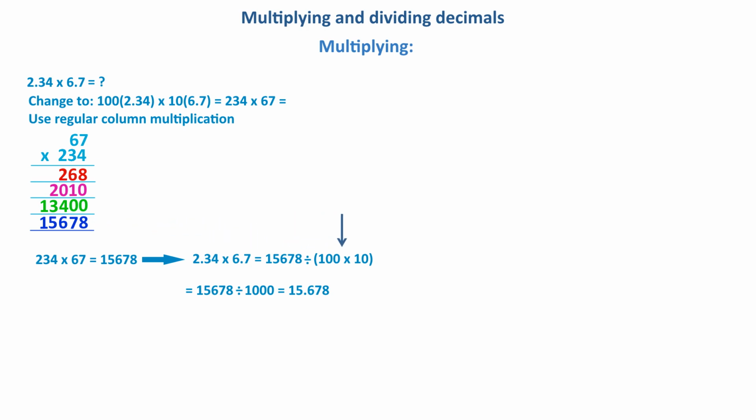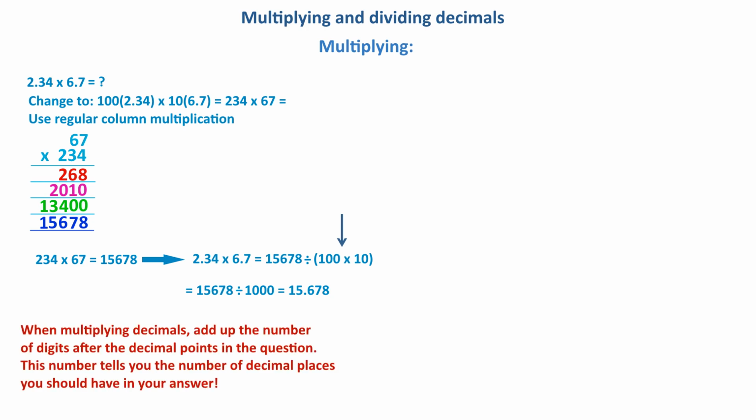When you're multiplying decimals, add up the number of digits after the decimal point in the question. This number tells you the number of decimal places that you should have in your answer. So for example, here we have 1, 2, 3 points after our decimals, so that means that we need 3 decimal points in our answer.